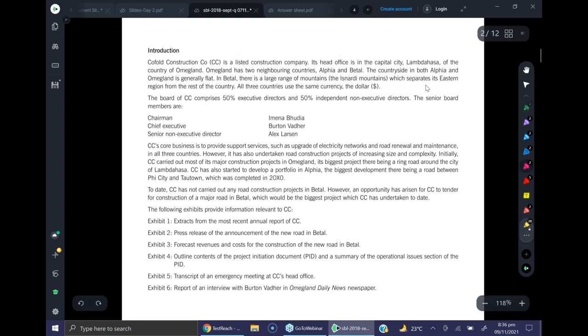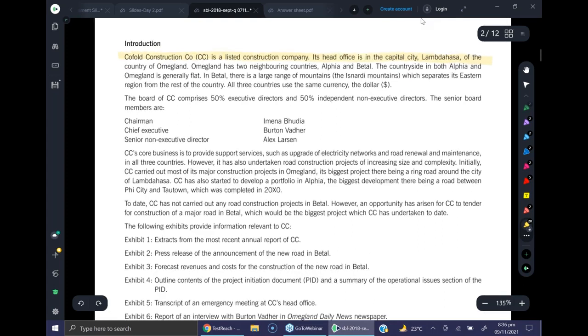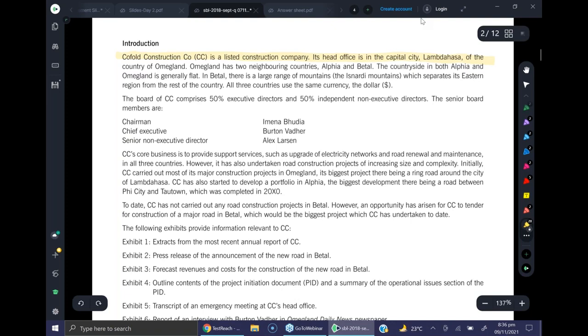So I'm going to start with reading of the introduction. Everyone, please stay with me. It says that Kuffold Construction Company, CC, is a listed construction company. Its head office is in the capital city, Lamdasha, of the country of Omegland. Just for the sake of understanding, Omegland is the home country. Am I right?